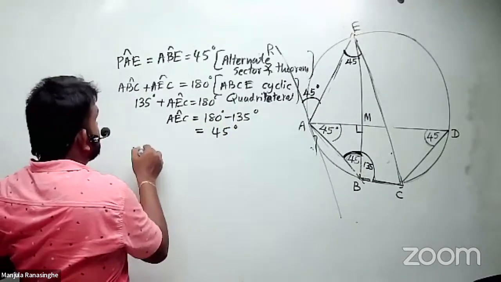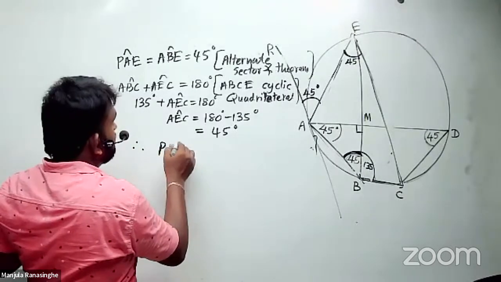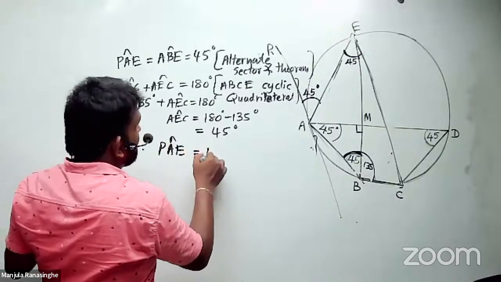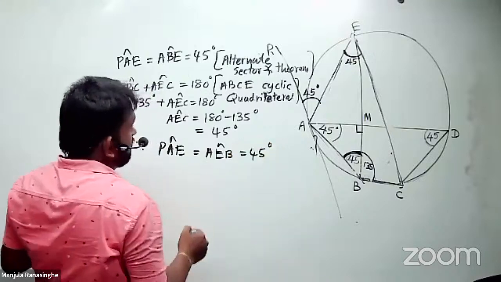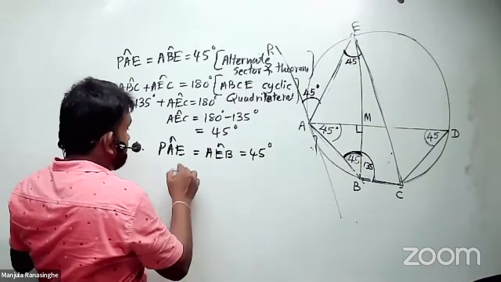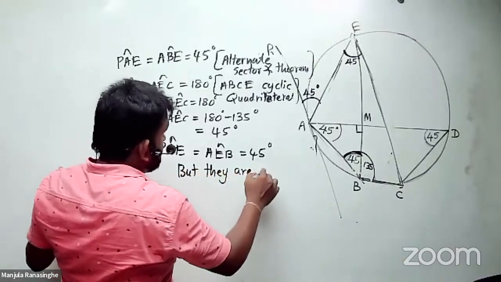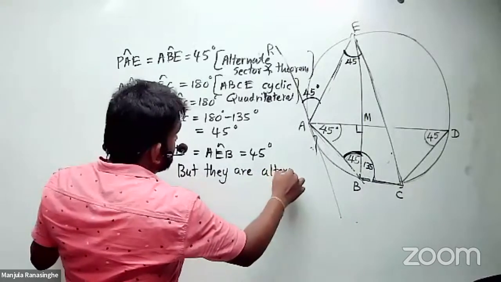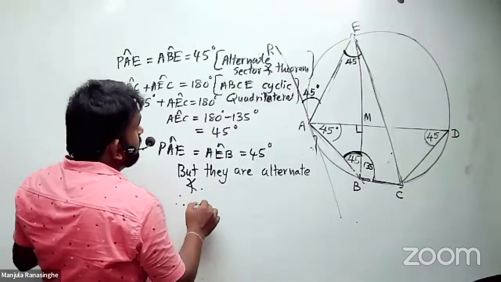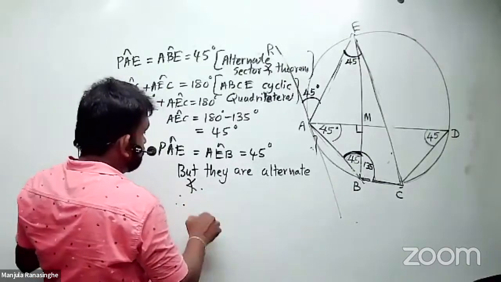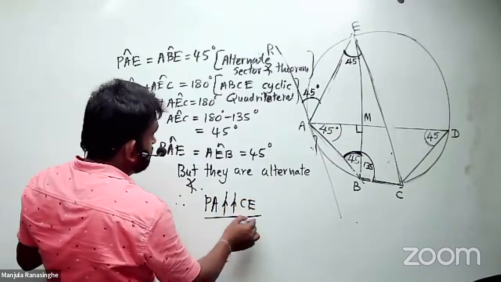Okay, now you say that therefore angle PAE equals angle AEB equals 45 degrees, right? But they are alternate angles. Therefore, PA is parallel to CE.